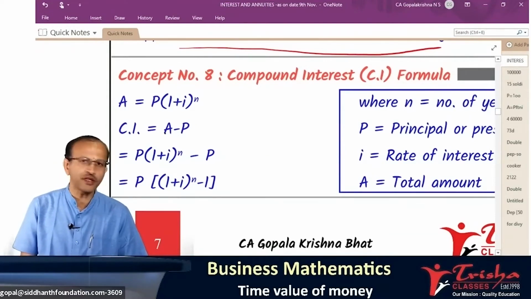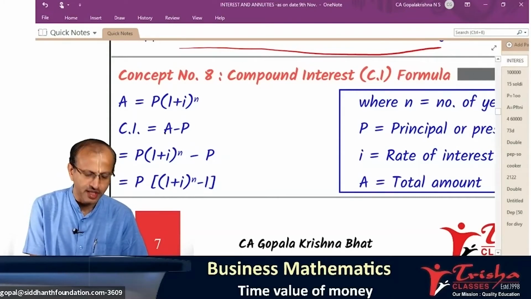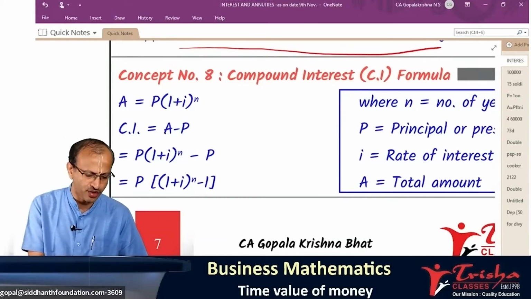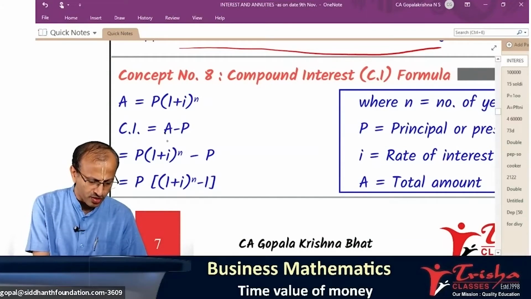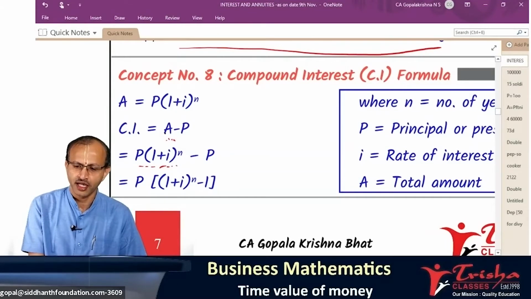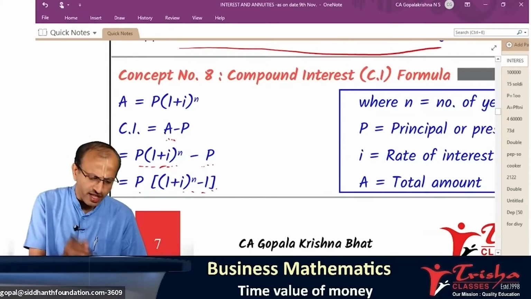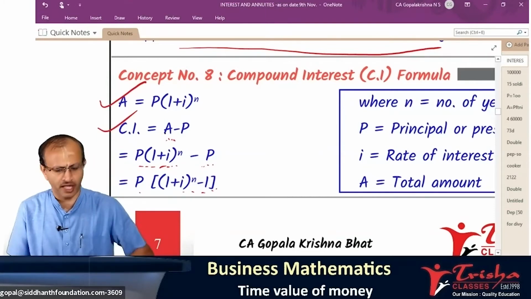If you want to compute the CI part, CI is equal to A minus P, like earlier, SI is equal to A minus P, no? Or A is equal to P plus SI. Same way, CI is equal to A minus P. And income is equal to A value, if you substitute, P into (1 plus i) to the power n minus P. So finally it arrives at P into ((1 plus i) to the power n minus 1). But finally, these two are important. Your income is basically A minus P.